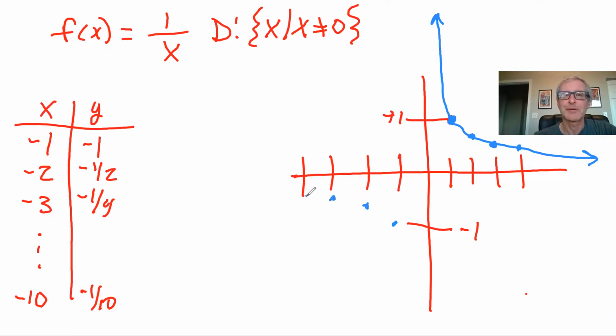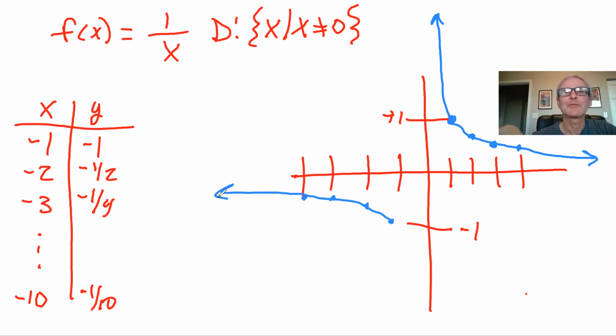And as you keep going, again, it'll never hit the, that's not a very good drawing. Try again. Because it's never going to hit the x-axis as well. And the x-axis, again, is y equals 0. And that's going to be called our horizontal asymptote.